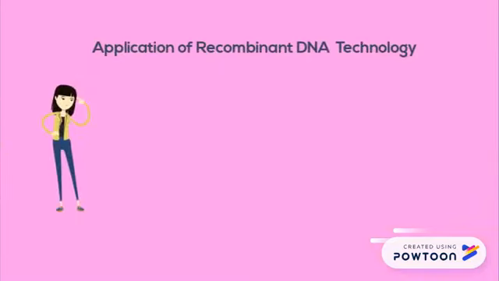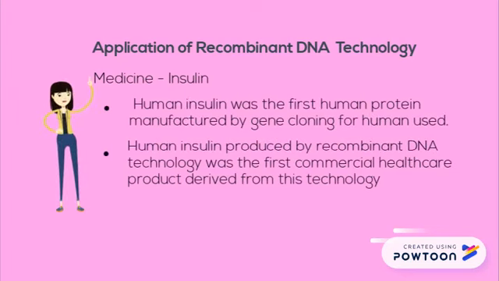Where can we apply recombinant DNA technology? One of the applications is medicine, which produces insulin. Human insulin was the first human protein manufactured by gene cloning for human use. Human insulin produced by recombinant DNA technology was the first commercial healthcare product derived from this technology.